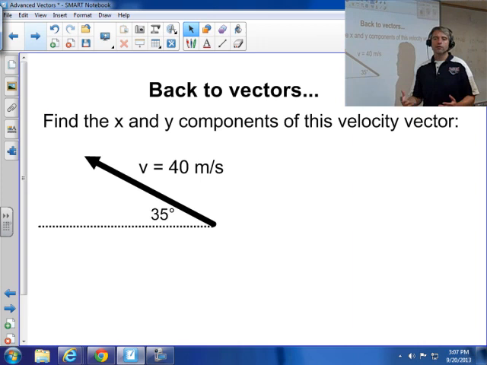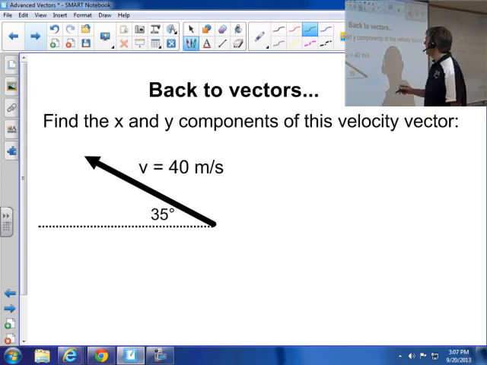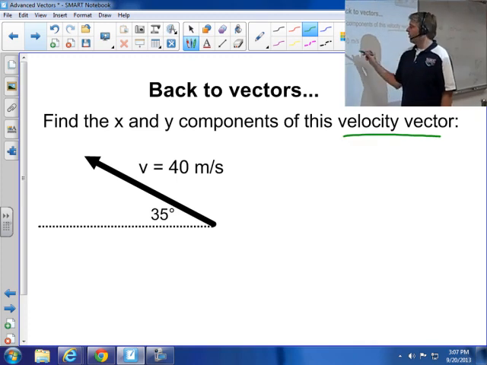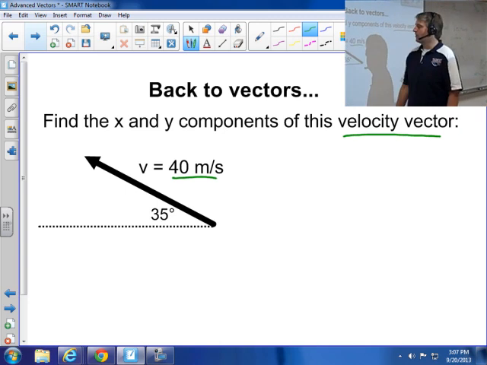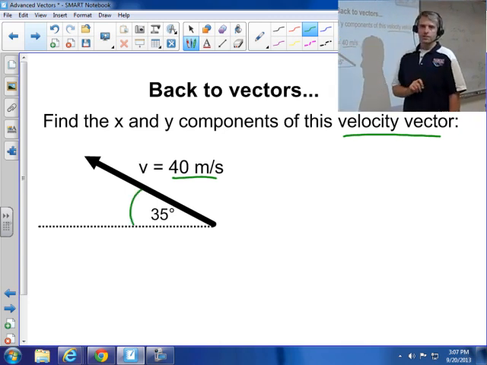All right, let's take what we know now about right triangles in trigonometry, and let's apply it to vectors to find the components, those x and y pieces that make up the total vector. So here I have a velocity vector, and yes, velocity is a vector. And this velocity vector has a magnitude of 40 meters per second, and the direction is given by the direction of the vector arrow. You'll notice that I've labeled an angle here of 35 degrees.